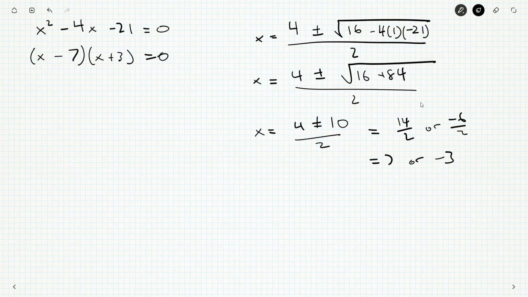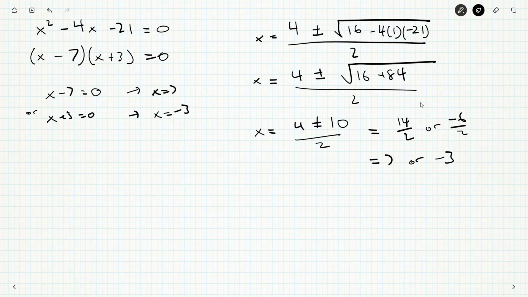If we've got these 2 things and they multiply to be 0, one of them's got to be 0. So either x minus 7 is equal to 0, or x plus 3 is equal to 0. And in either case, we get x is 7 and x is negative 3. So either way you do it, don't show both of them. You might end up confusing someone who's marking it. But either way, factor it in your head.